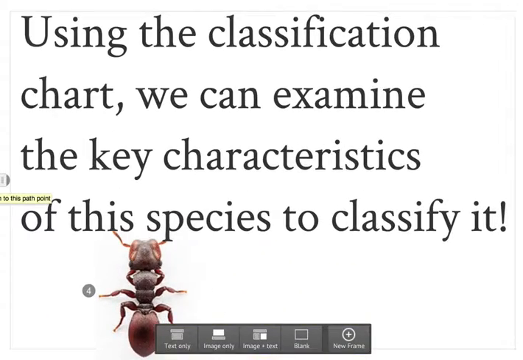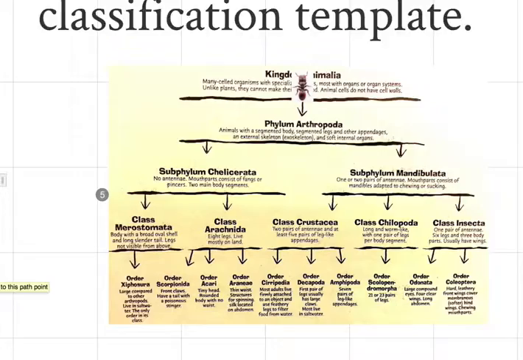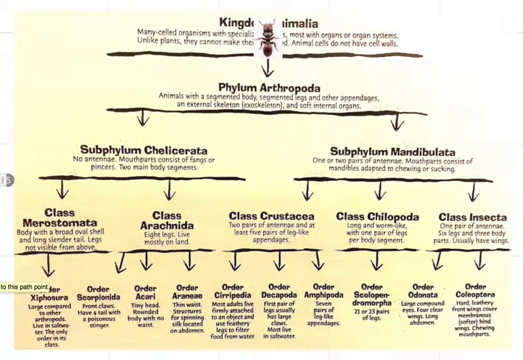So what I'd like to do is use this classification chart, and we can examine the key characteristics of this particular species to classify it and to therefore learn how to use the classification chart. So we are going to classify the ant. So take a good look at the ant, recognize the different body parts that it has, potentially count the legs, look at antennae, even examine the eyes. Now I'm going to walk you through how we would classify the ant.